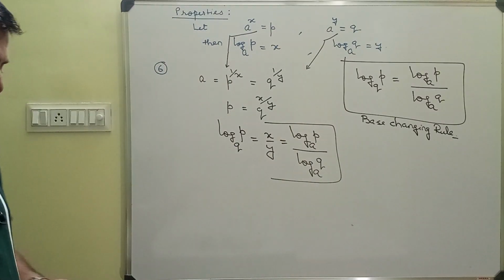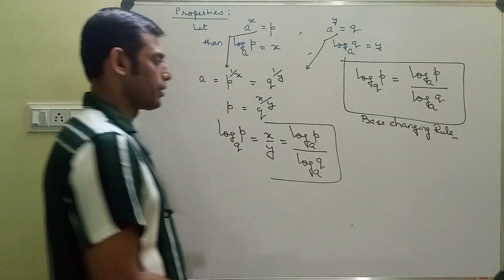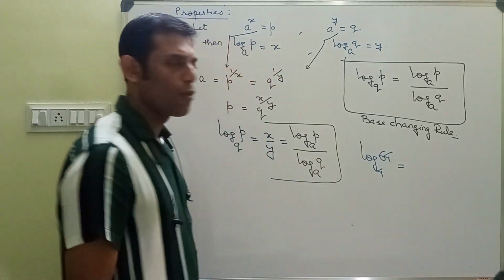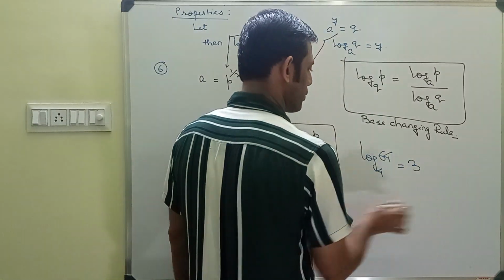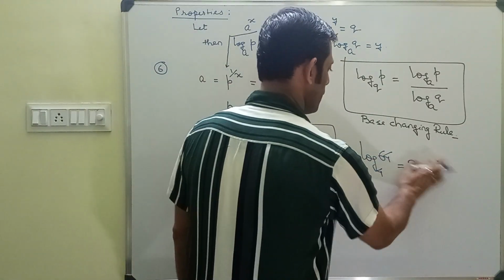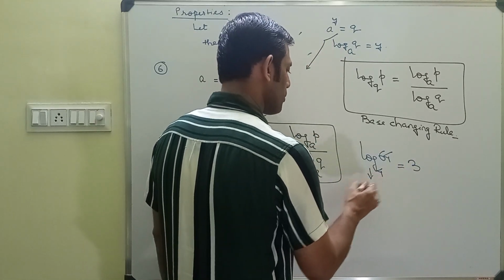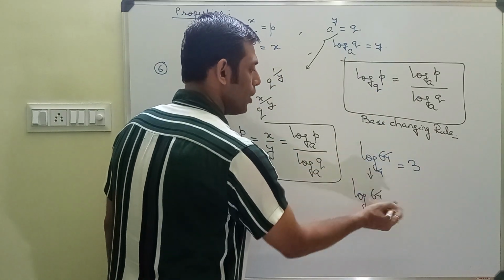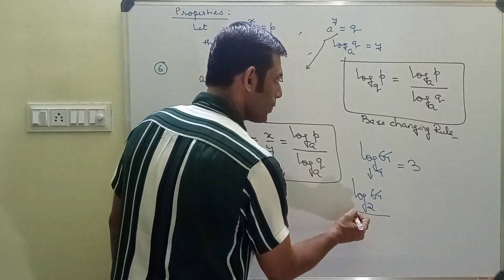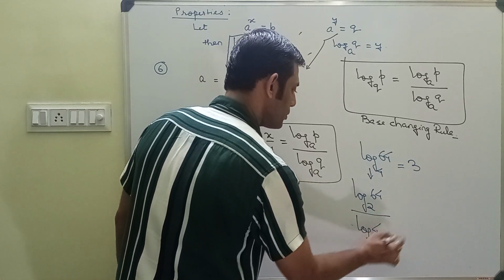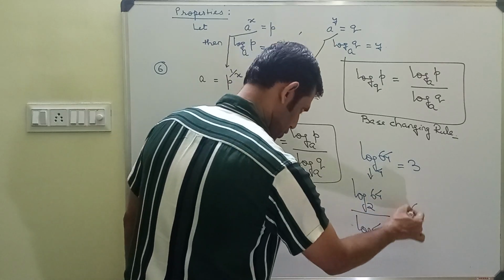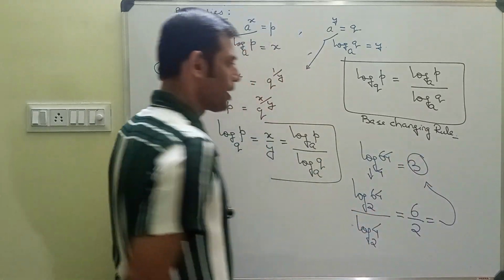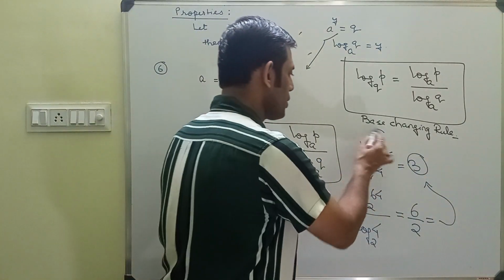Now how to use this? Say for example, you are given log 64 base 4. What should be the answer? 4 cube is 64. Therefore, the answer should be 3. This is perfectly alright. Now let's say I want to change the base to 2. Then this same thing can convert to log 64 base 2 by log 4 base 2. Log 64 base 2 means 6. Log 4 base 2 means 2. It's still going to produce the same 3 as earlier.